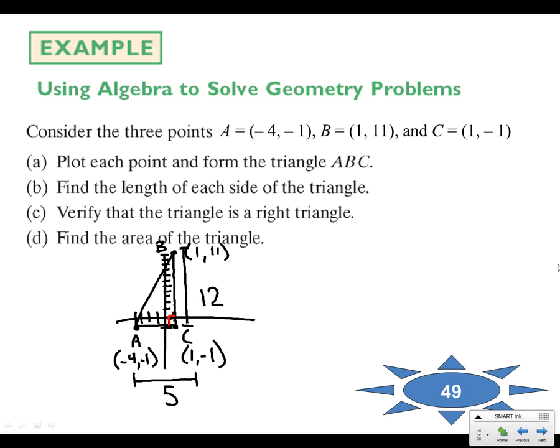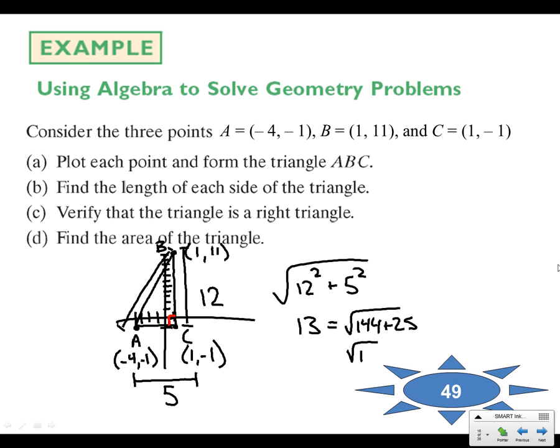All right, so we're already ready to find out our diagonal distance because that's going to be the square root of 12 squared plus 5 squared, right? The two legs of the right triangle equal the hypotenuse, and so this turns into 13. Square root of 144 plus 25 is the square root of 169, which works out to 13. All right, so we've done B.